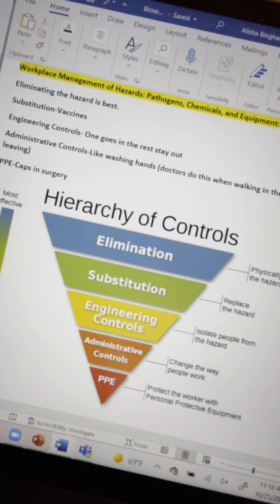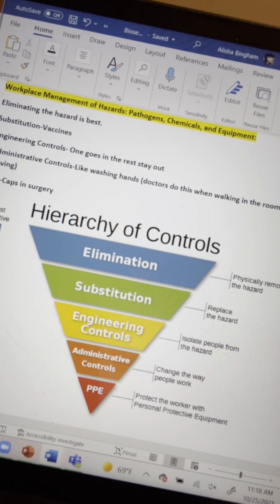So we have this diagram here. So first we start with workplace management of hazards such as pathogens, chemicals, and equipment. So we have the hierarchy of control table here. So of course, eliminating the hazard is the best. And then substitution, that has to do with like vaccines. So that means like replacing the hazard.